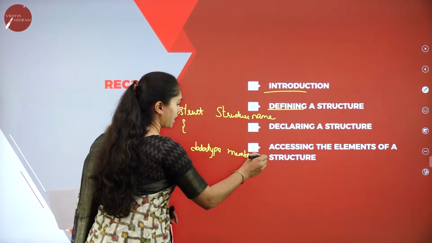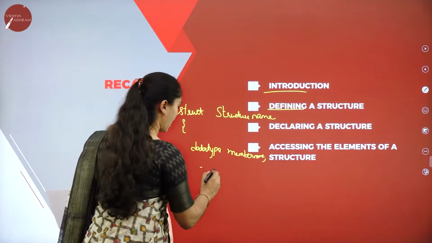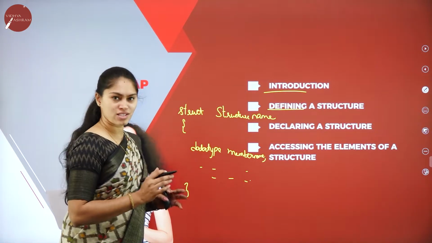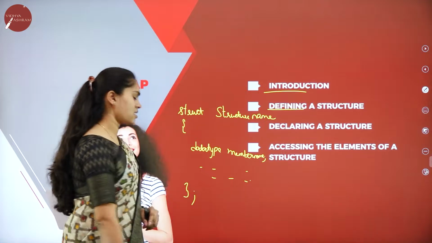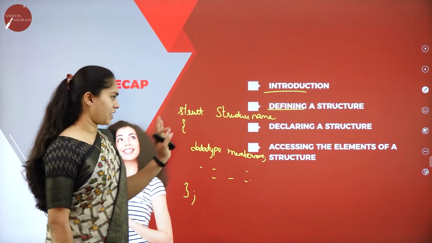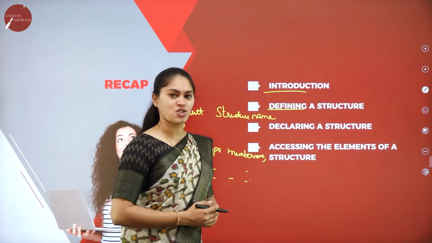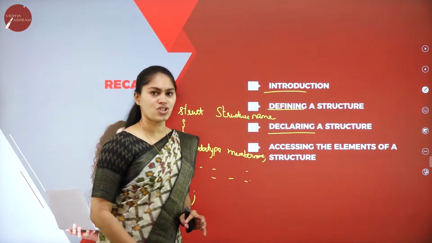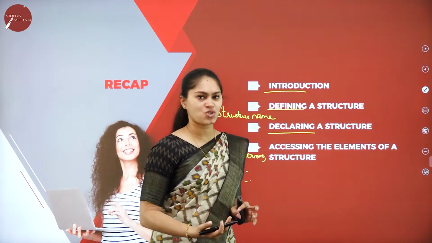How many members can I have in my program? You can have n number of members in your program, and when I want to close the structure, don't forget to put a semicolon after the closing of the curly braces. So this indicates the definition of a structure. Then we are going to declare a structure variable.